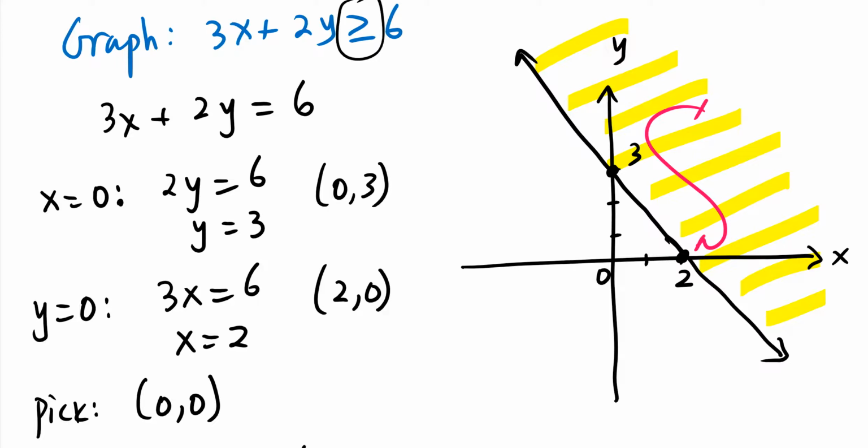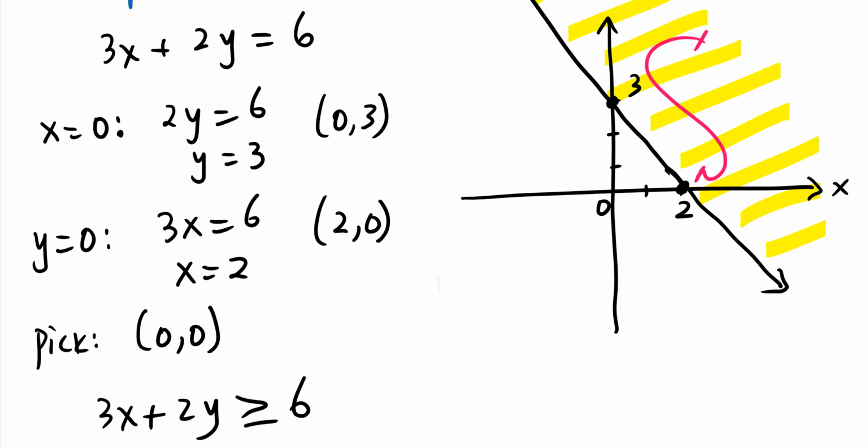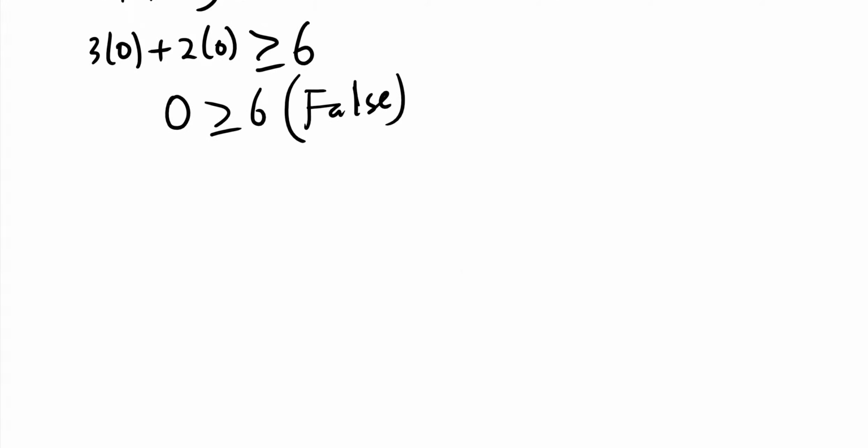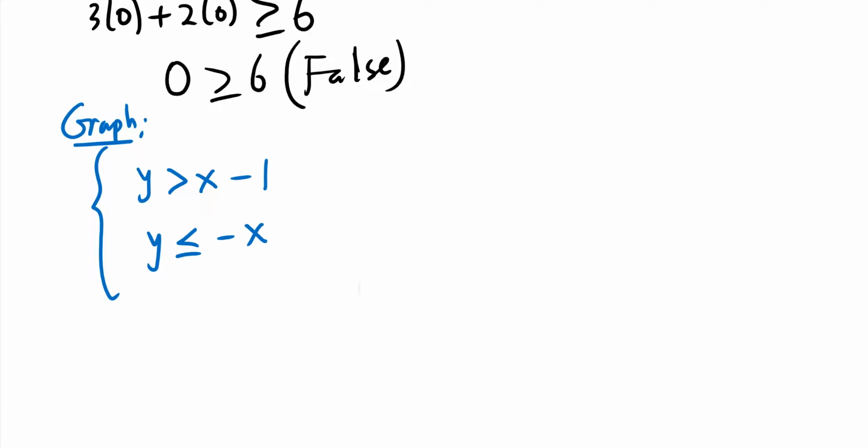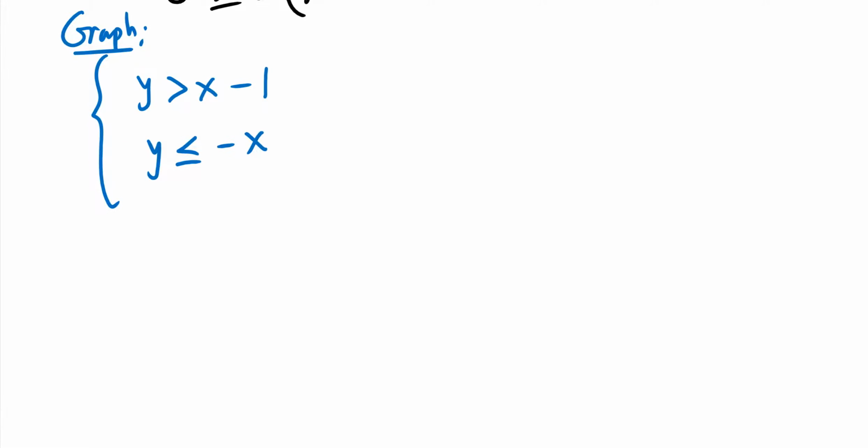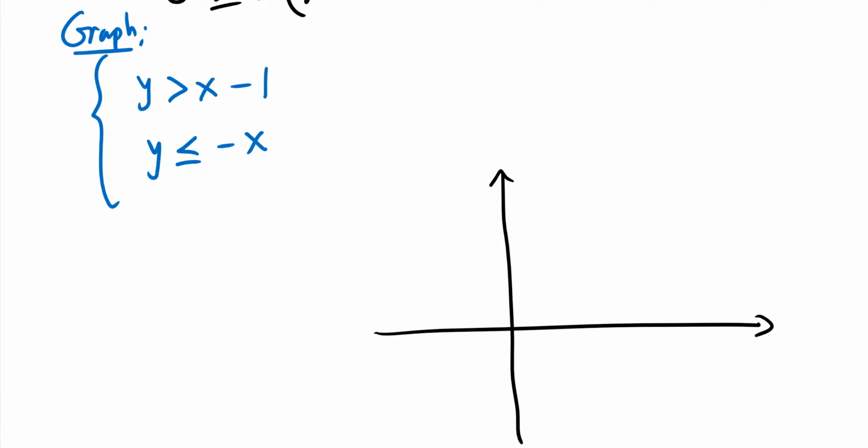Now, how about if they give me more than one inequality, like a system of inequalities? Let's say I'm asked to graph something like this: y bigger than x minus 1, and y less than or equal to negative x. So two at the same time means I'm going to graph these two together on the same xy plane, not two separate ones.